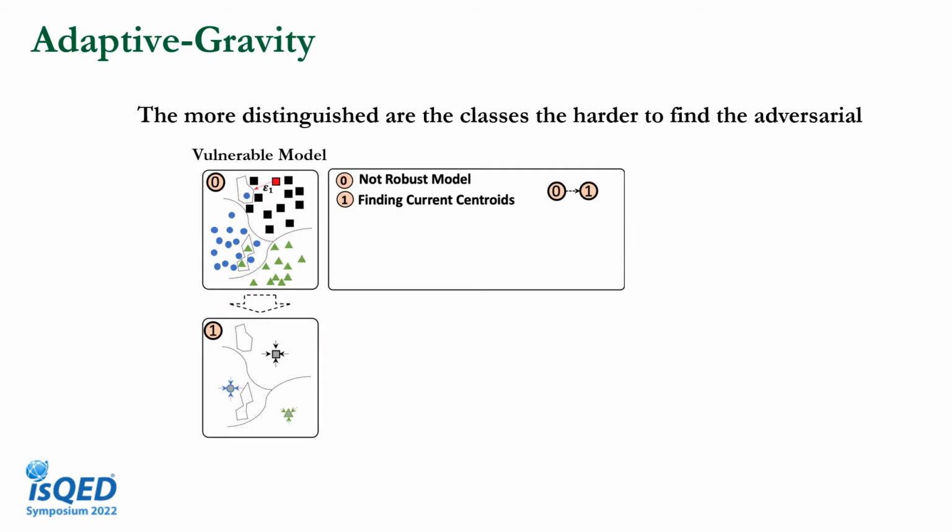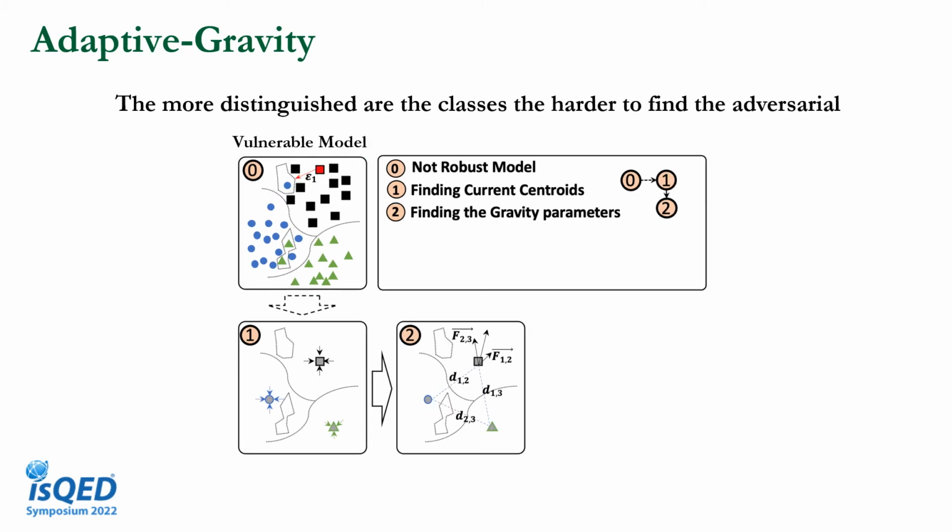At the first step of adaptive gravity, the centroids for each one of the classes are obtained. As shown in figure 1, there are 3 centroids corresponding to the classes. At the second step, we obtain the anti-gravity force with regard to each one of the centroids obtained at the previous step. We see more detail about this in the next slide.